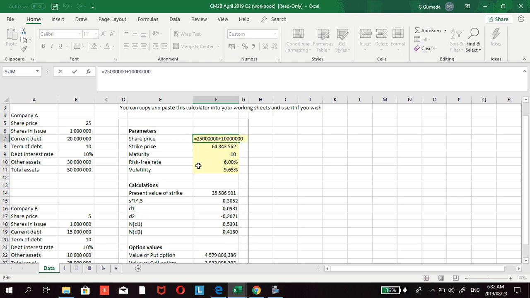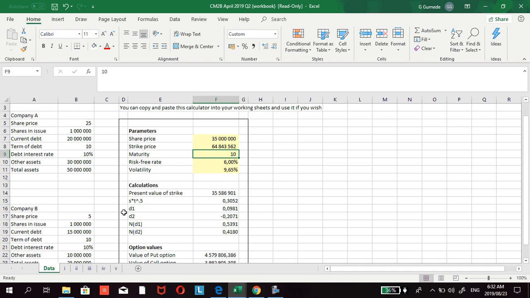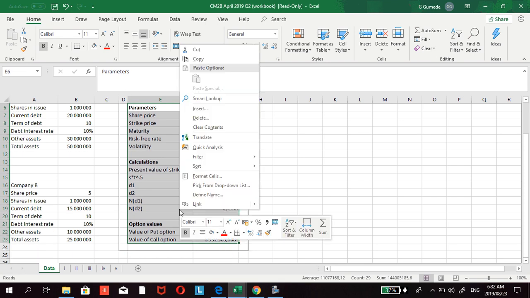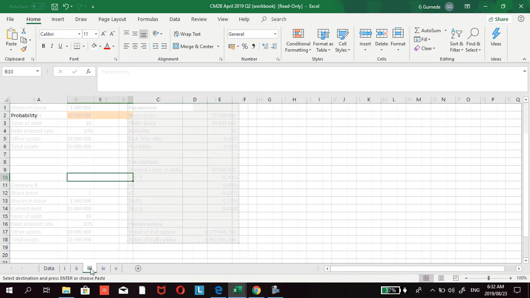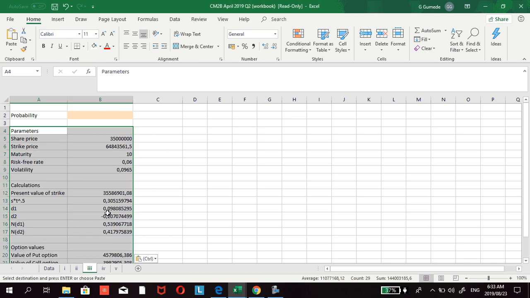So let me check one more time. I'm very sorry if I'm boring you, but this is the nature of Excel. Very boring. So I'm going to have 25 million plus 10 million. The strike price will be 15 million plus 10 million. Okay, everything is right here. Okay, so I'm going to copy this here, and I'm going to come to part 3 of the question, and I'm going to paste my workings so that I can show the examiner I know what I am doing.